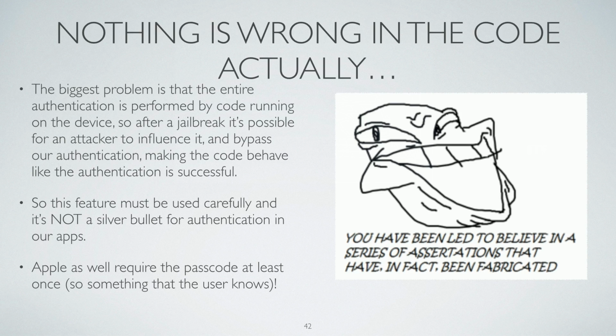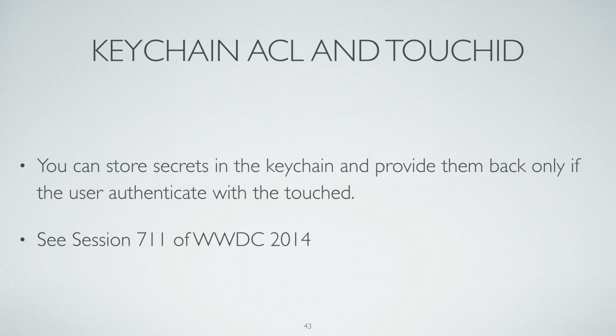So maybe a little bit better is keychain access control level, which they integrated with Touch ID. So you can, for example, store a password in the keychain, and you can say to the keychain to give it back to your application only if the user authenticates with the Touch ID. So the password will be safe in the keychain, and it will return it to you only if the user authenticates. There is this nice session in the last WWDC, if you want know more.